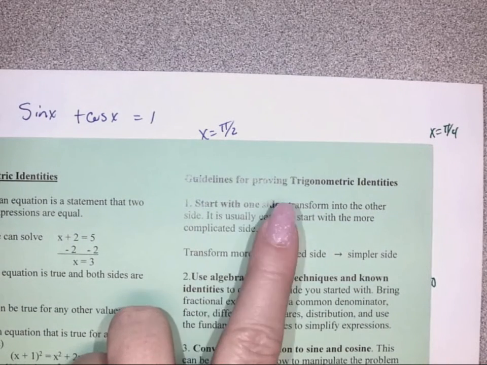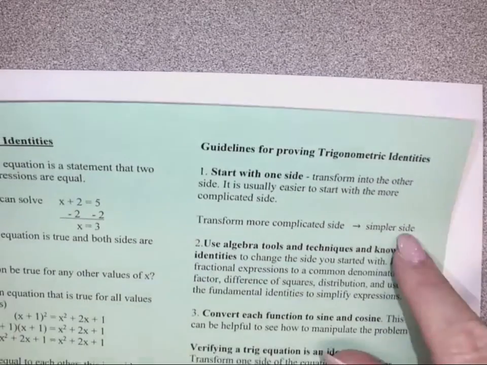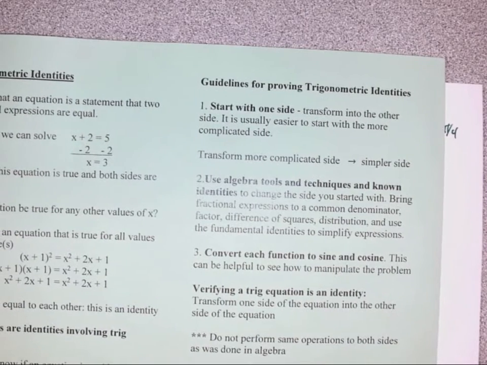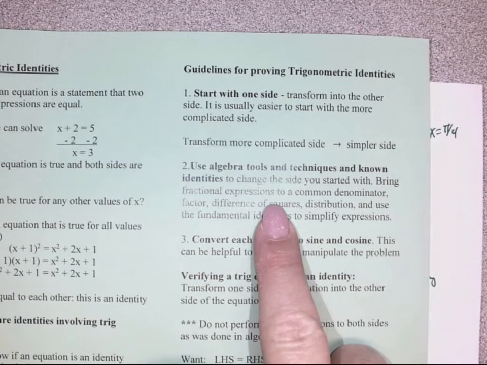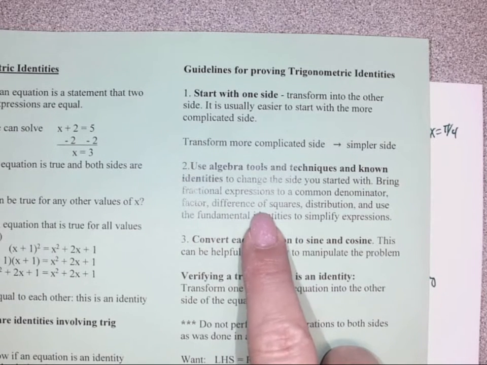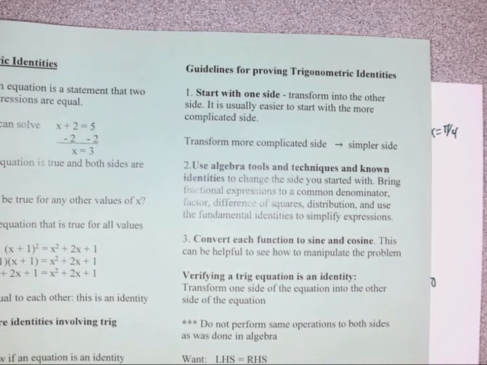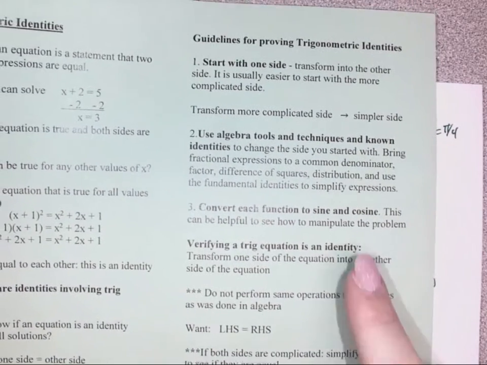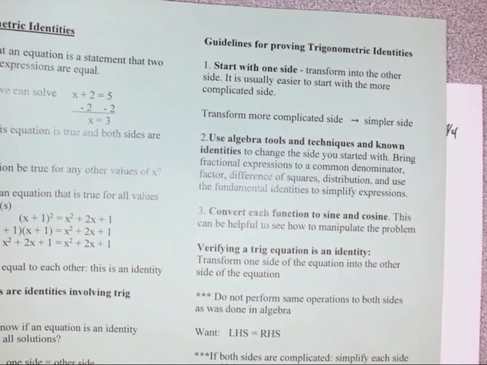So we are going to start with one side and transform it into the other side. It's usually easier to start with the more complicated side and transform it to the simpler side. We'll use the algebra tools and techniques that are known in identities to change the side you started with. So we'll have common denominators. We can factor, do difference of squares, do distribution, and use the identities that we've already talked about to simplify the expressions. The first thing that you'll want to do is convert each function to sine and cosine, and that can be helpful to see how we're going to manipulate the problem.